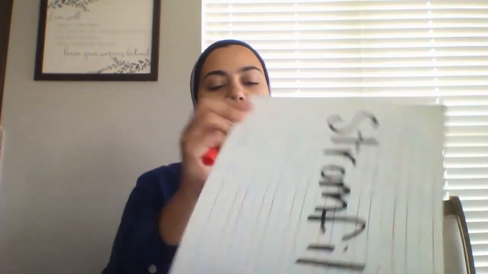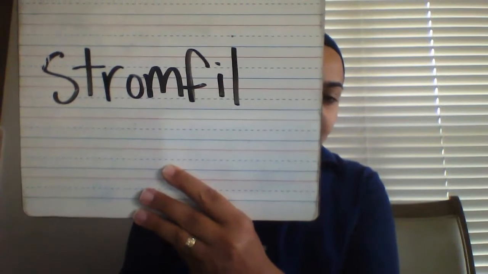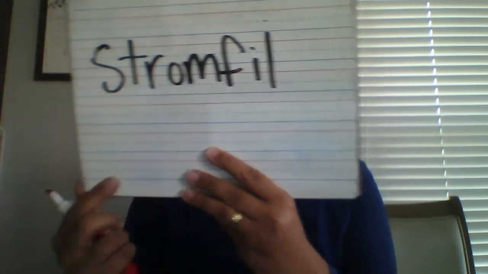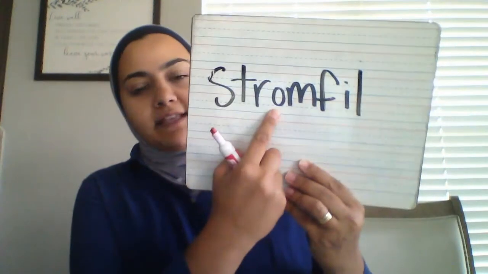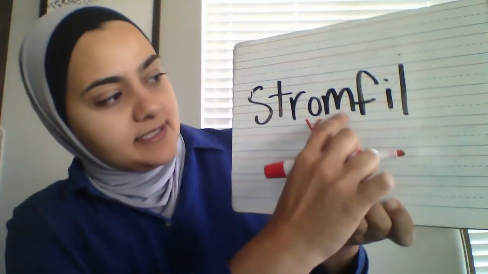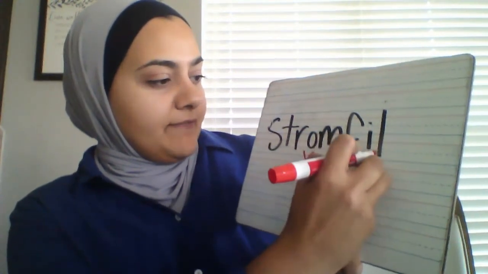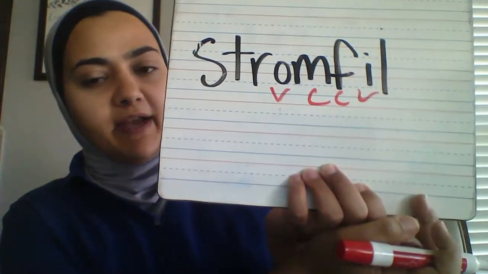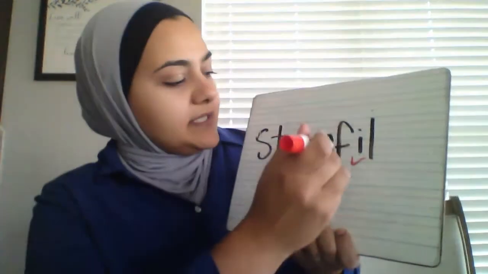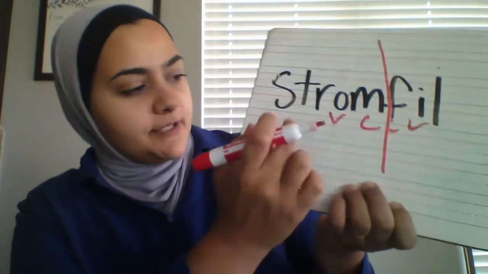This is storm fill. So for the word storm fill, do we have a VCCV pattern? Is there a vowel, consonant, consonant, vowel anywhere? Well, the first vowel we see is the O. Is that a vowel? So we're going to put a V under there. And then is this a consonant and consonant? And is this a vowel? Yes, it is. So we do have a VCCV pattern. So where do we put the division line between the two consonants? Very good. So now we have storm fill.